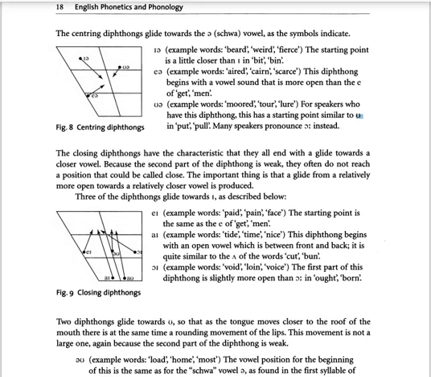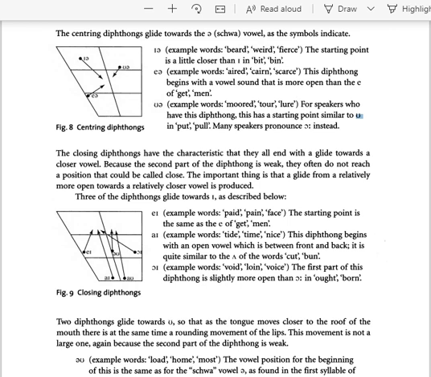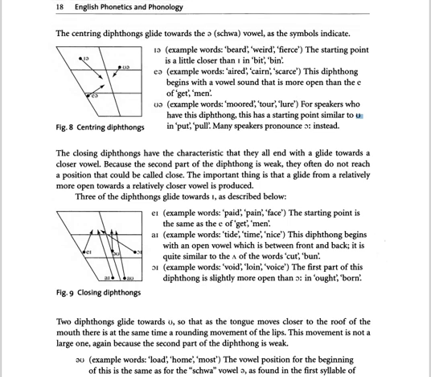The closing diphthongs have the characteristic that they all end with a glide towards a closer vowel, because the second part of the diphthong is weak. As we said, in a diphthong the first part is longer and stronger, but the second part is weak. They often do not reach a position that could be called close. The important thing is that a glide from a relatively more open towards a relatively closer vowel is produced. Three of the diphthongs glide towards short vowel E, as described below.